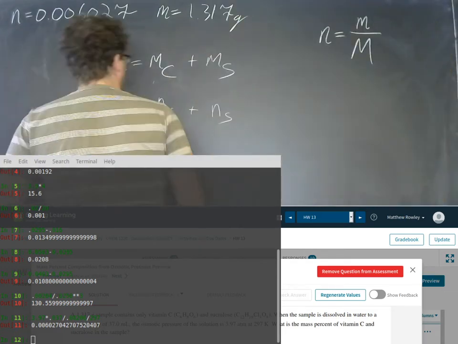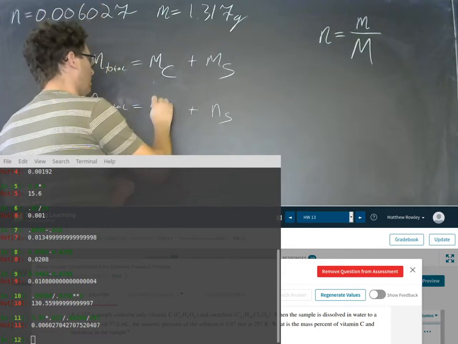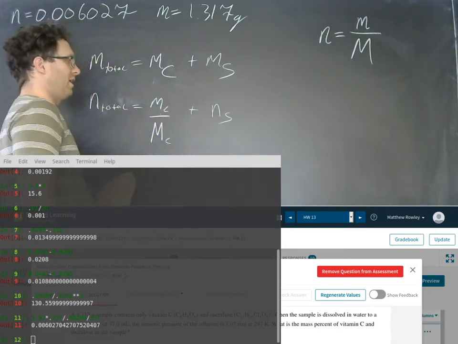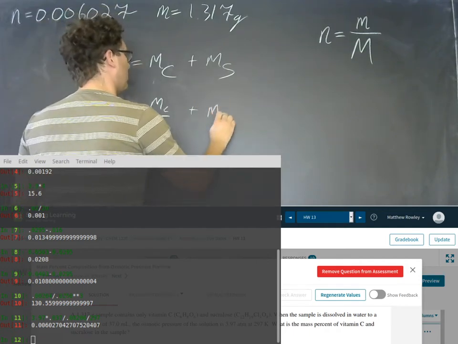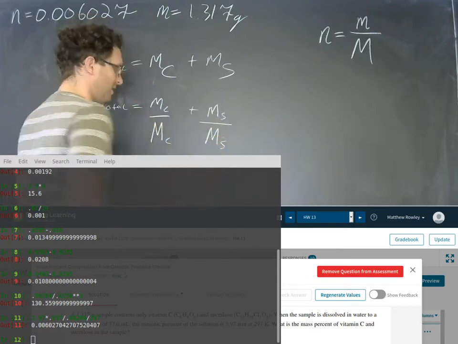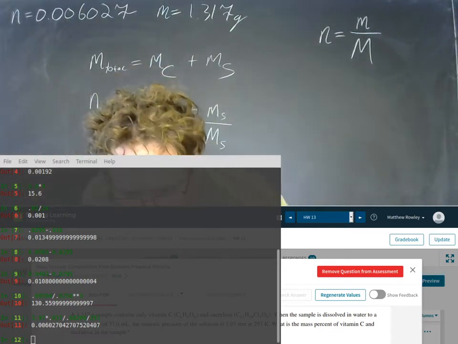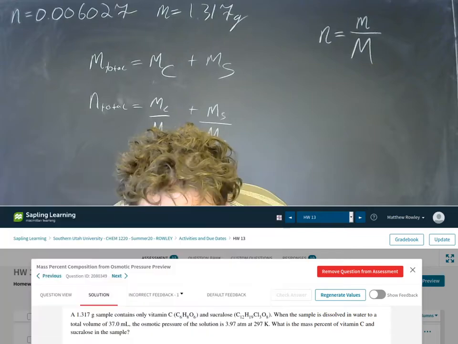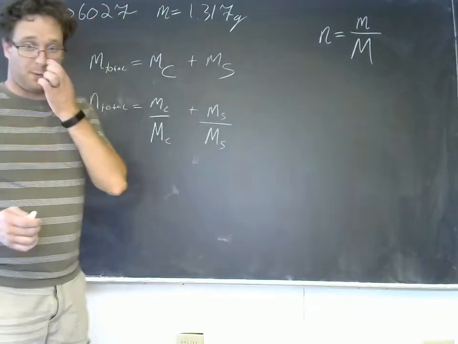We can go ahead and plug that in here. n of vitamin C is going to equal the mass of vitamin C over the molecular weight of vitamin C. And the number of moles of sucralose is going to equal the mass of the sucralose divided by the molecular weight of the sucralose. Sorry, let me make sure you can see everything. I think we're done with needing those for a moment.